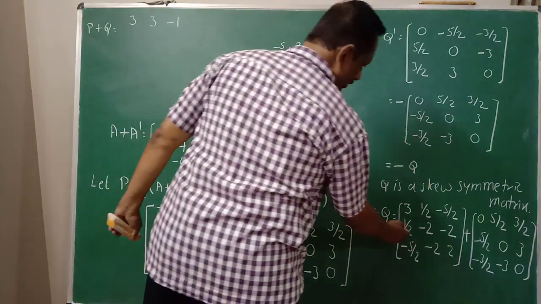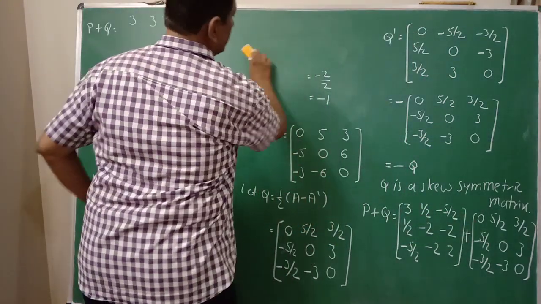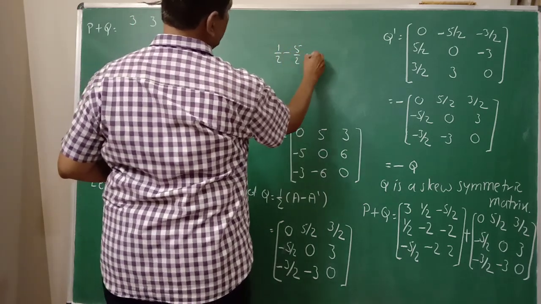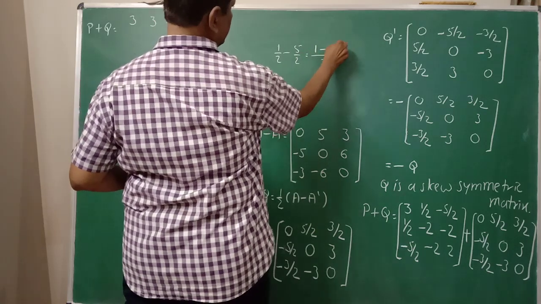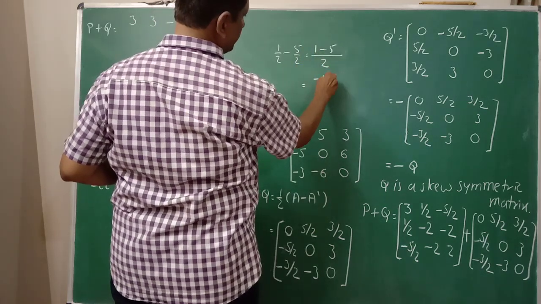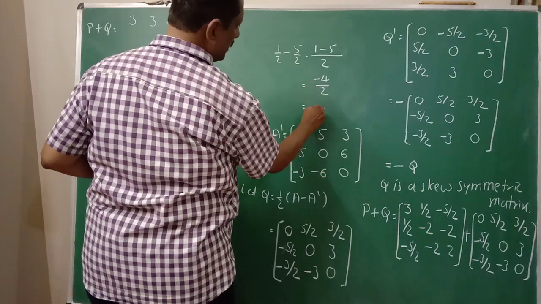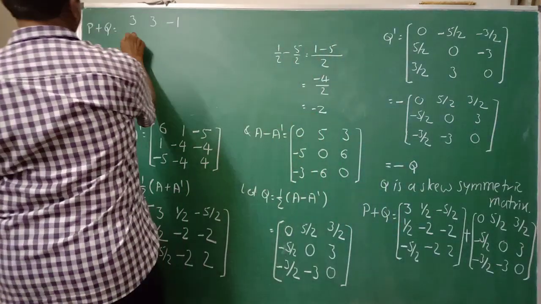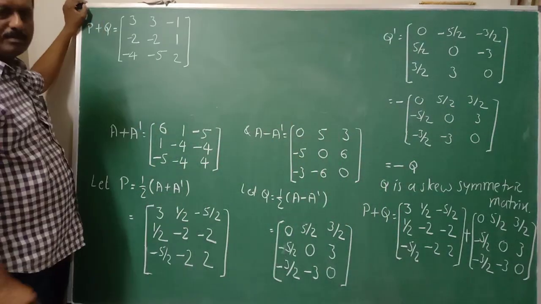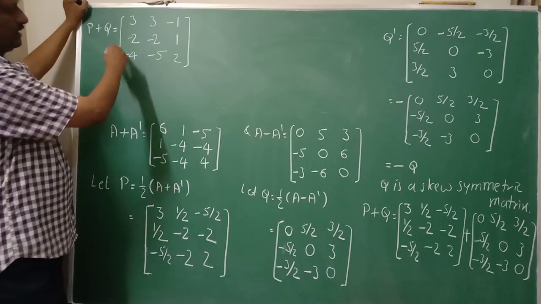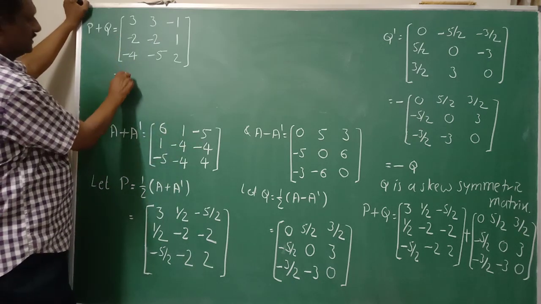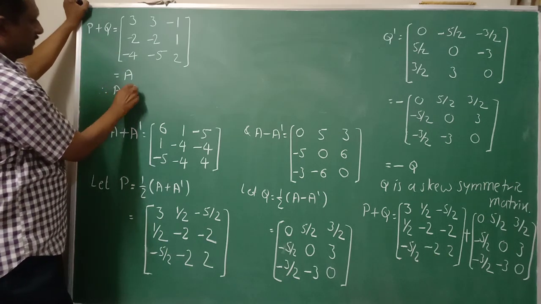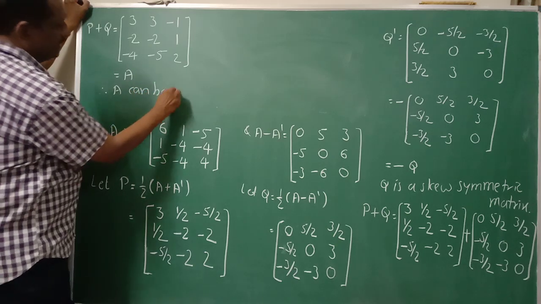Then 1 upon 2 minus 5 by 2 is there. Therefore 1 upon 2 minus of 5 by 2. 2 is the LCM here. 1 minus 5. 1 minus 5 is a minus 4 here divided by 2. Minus 4 upon 2 is a minus 2. So 1 upon 2 minus 5 by 2 gives a minus 2. So write here minus 2. Okay, like that you just add the terms here. We get this matrix. Obviously this is the given matrix A here. Therefore A is equal to what? P plus Q here.